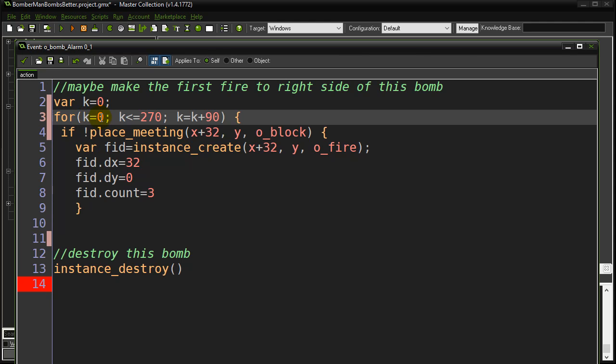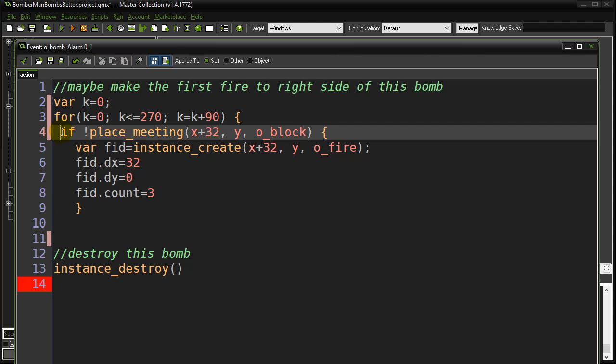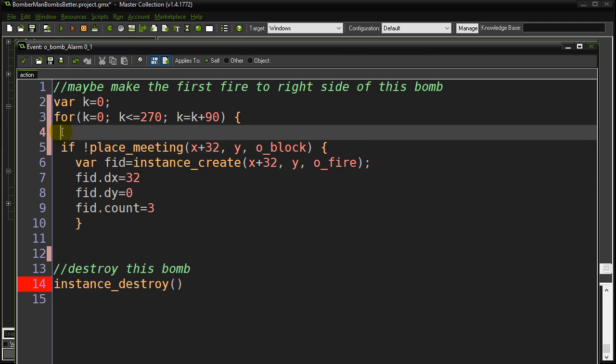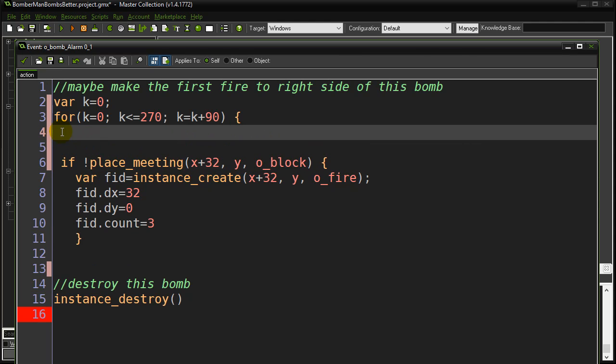It's going to go 0. Then the next time it runs the loop, it's going to go up by 90. It'll be 90, so up. And then the next time 180. Then the next time 270. And that's the four directions. So it's going to cycle through my four directions and basically run the same code. And here's the code that I'm going to sneak in here.